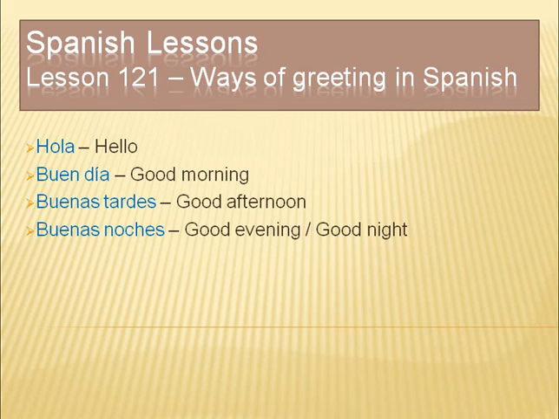Buenas noches. Good evening or good night. In Spanish, there are not two different ways of greeting for good evening and good night. So, buenas noches is used when we greet somebody, hi or goodbye, in the evening, and also when we say good night when somebody's going to sleep.